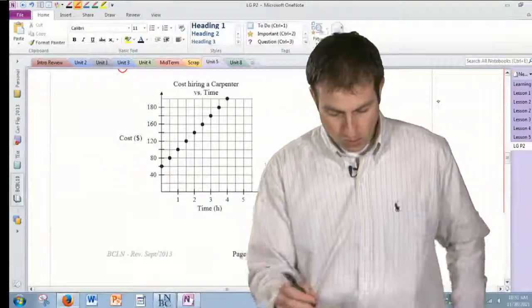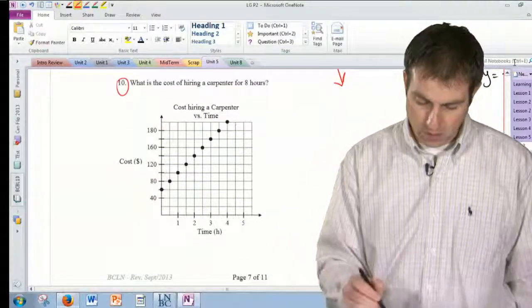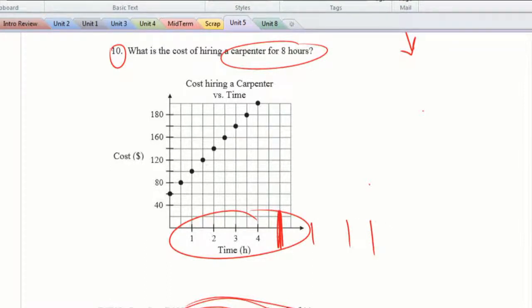Okay, so the question here doesn't really tell us a lot about this graph. It asks, what is the cost of hiring a carpenter for 8 hours? And you're probably thinking, oh, awesome, I can just go to my graph and look up 8 hours, and then I can figure out how much it costs. But you can see the graph here, my pen's wonky, the graph only ends at 5 hours. So 6, 7, 8 is going to be way over here, and then I don't have any data up here.